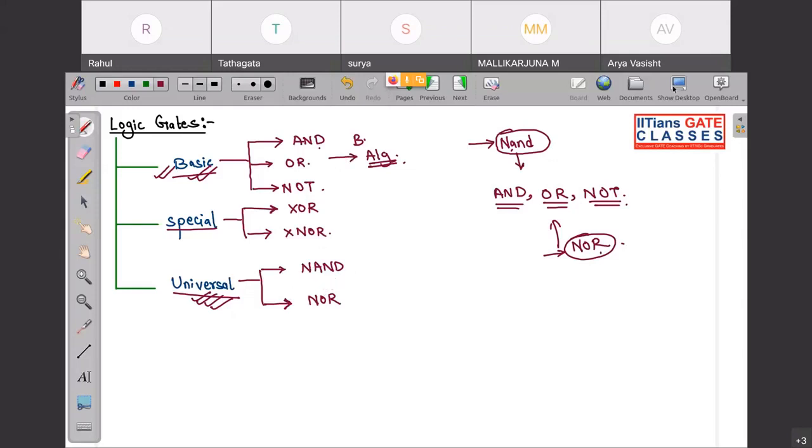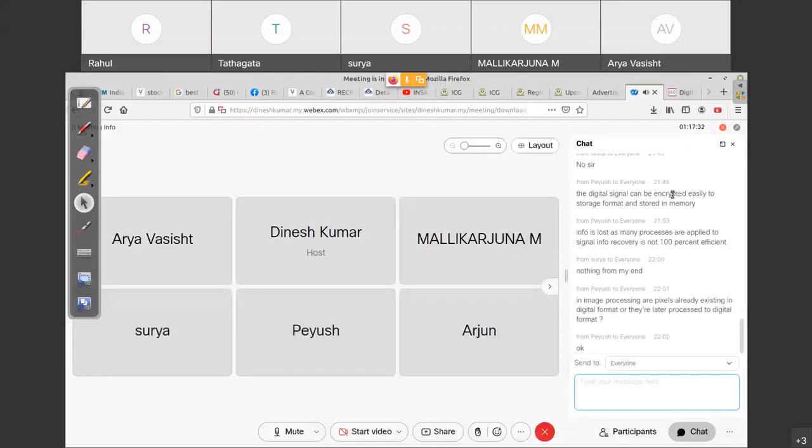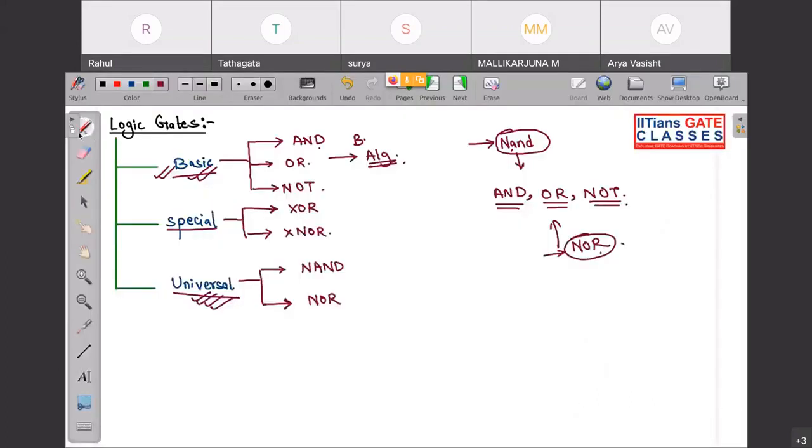So if someone asks you, will you be able to answer why basic gates are called basic and why universal gates are called universal? Will you be able to answer, guys? Hopefully you will be able to answer. Now, why are special gates called special? That we are going to see later on.